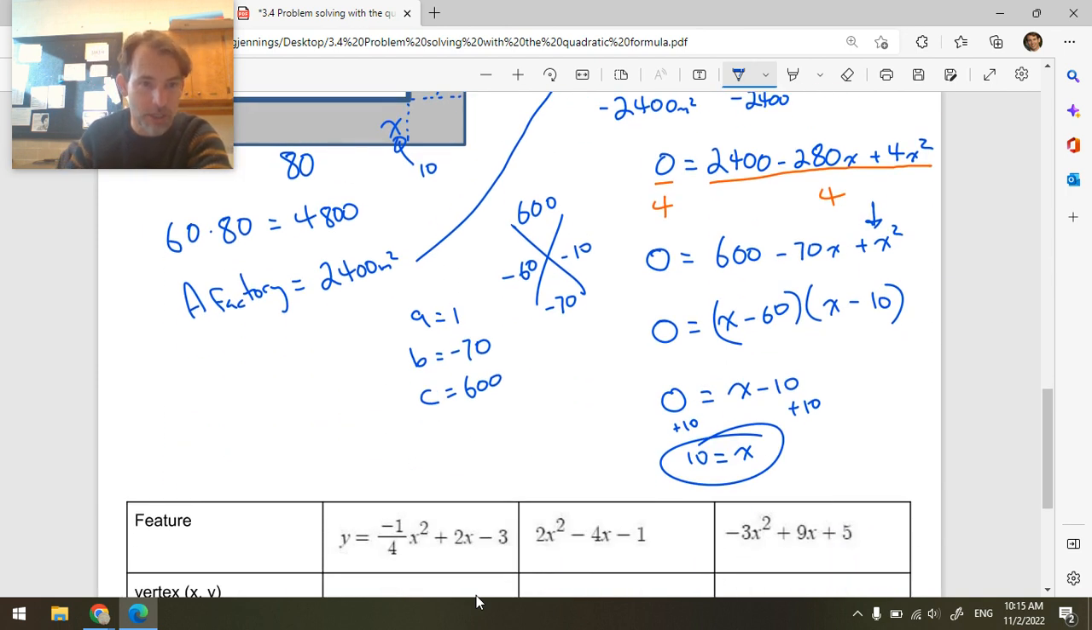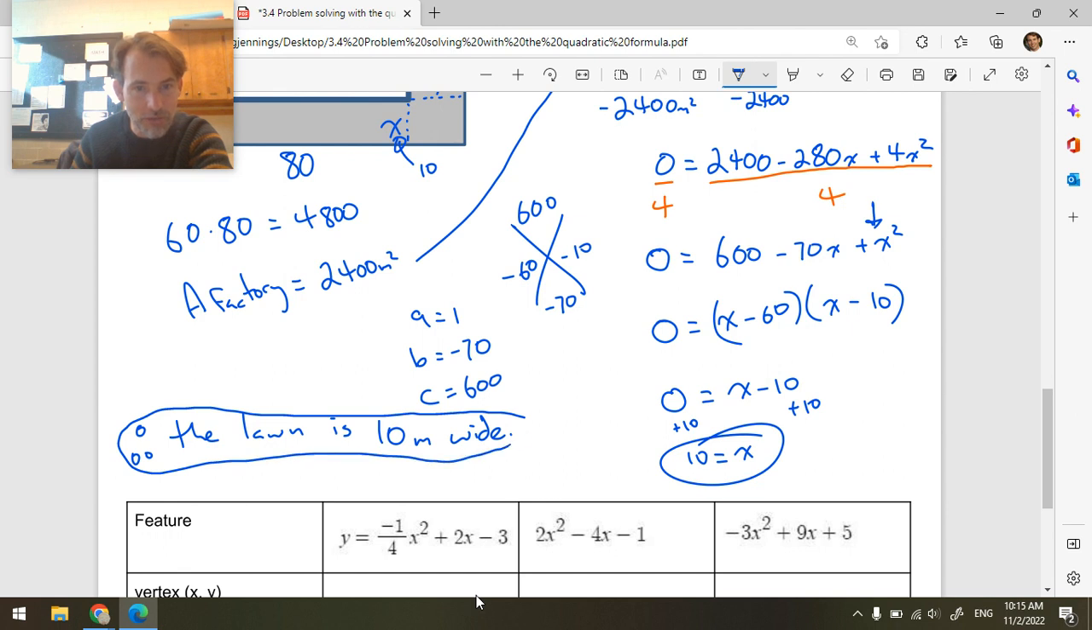Then we write a therefore statement. Therefore, the lawn is 10 meters wide. Circle it because it's your final answer. You want your teacher to find that very easily. Put arrows on it and say, look, and then pat yourself on the back because you answered the question correctly and then you verified your answer with your picture.